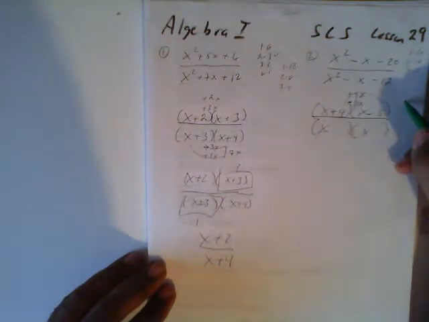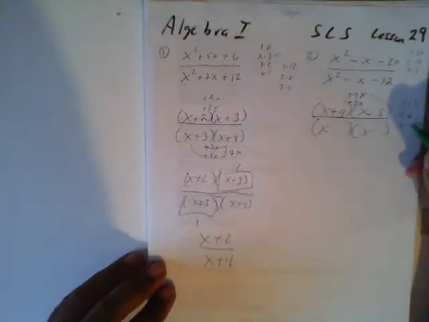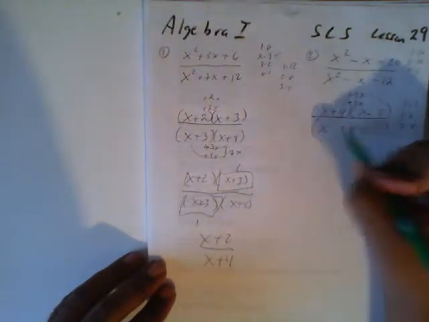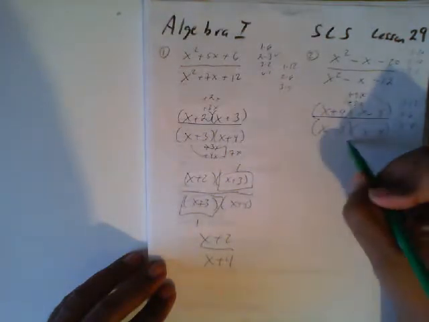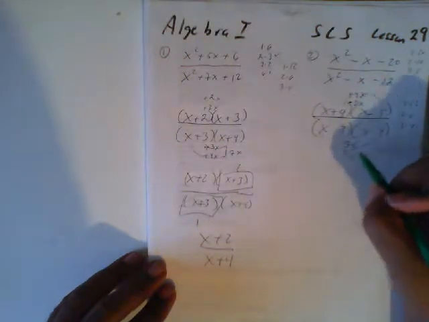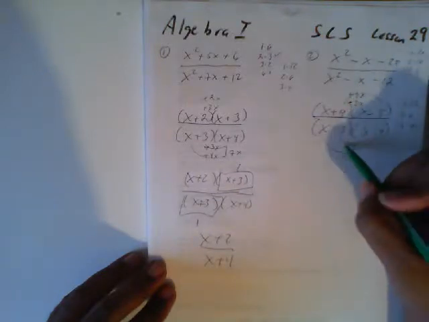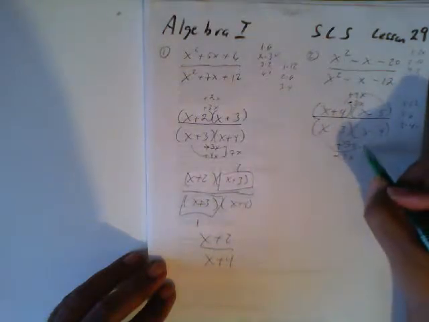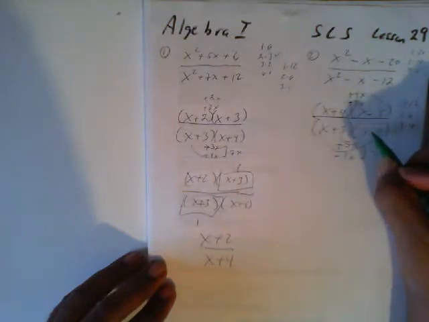And the 12, we have a choice of 1 times 12, 2 times 6, 3 times 4. And I'm going to choose my 3 times 4 here. The signs have to be different, and we've got to get a negative 1x. So this will be 3x here, and here this will be 4x. And I can have opposite signs and get a negative x by having positive here and negative there. And that'll give me my negative 1x. So positive and negative.